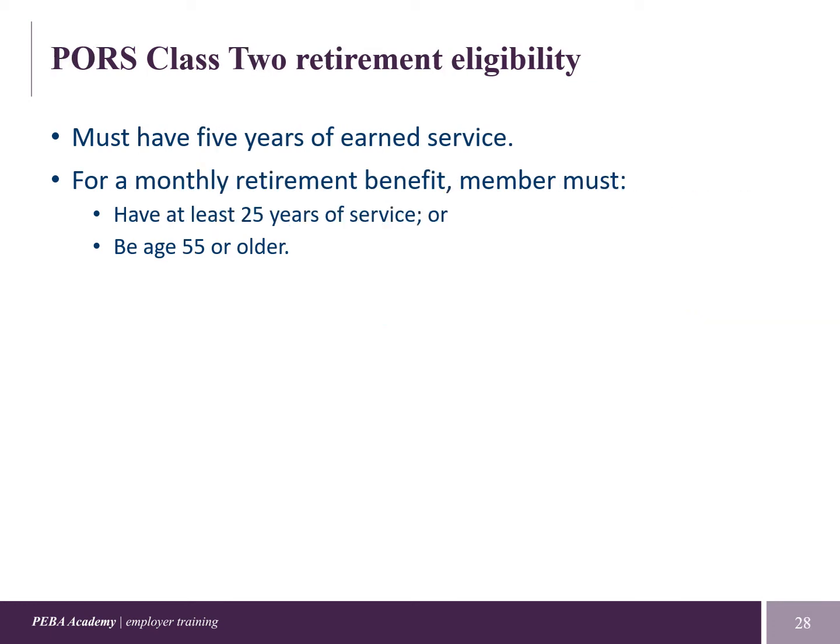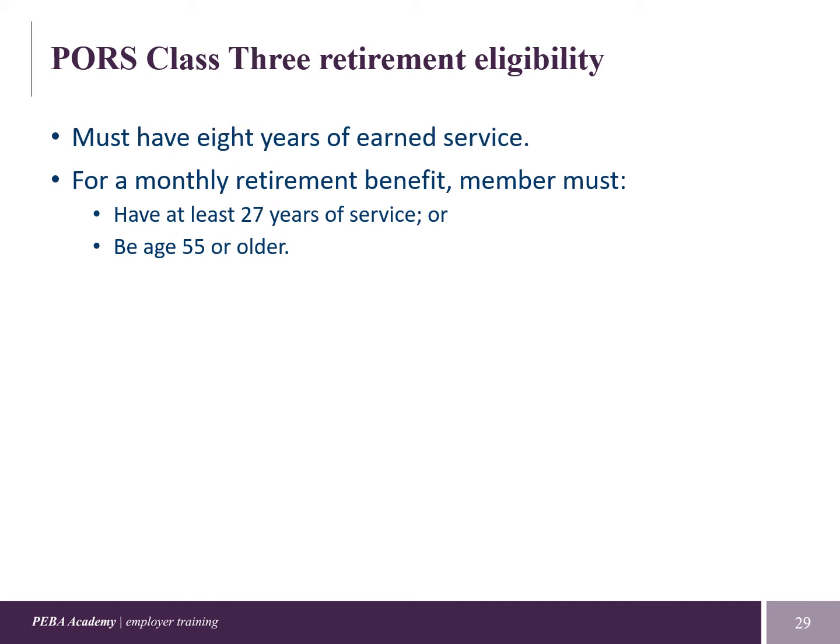Class 2 PORS members must have at least 5 years of earned service and either have 25 or more years of total service or be age 55 or older to retire. There are no early retirement options for PORS members. Class 3 members of PORS need at least 8 years of earned service and must either have 27 or more years of total service or be age 55 or older to qualify for service retirement. Again, there are no early retirement options for PORS members.